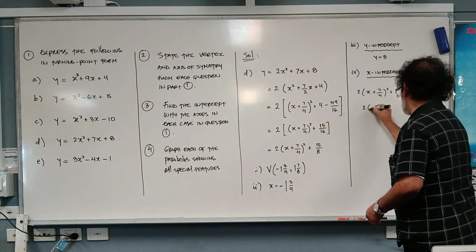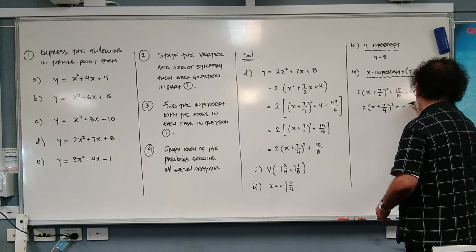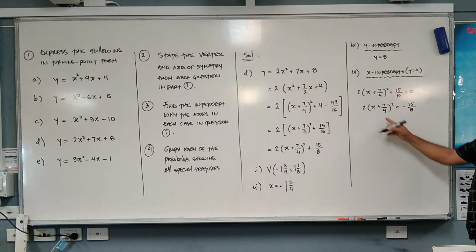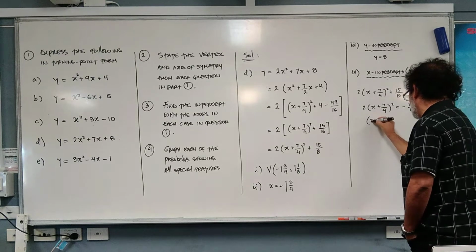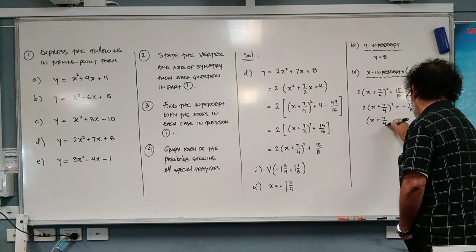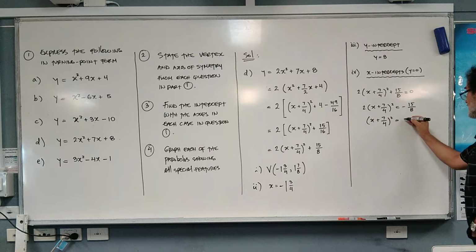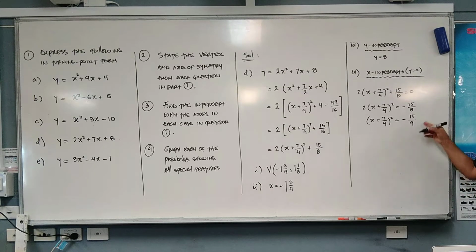Can you see that? And then we cannot find the square root of a negative number. So let's do this. So it's 15 on 8. And then the logical thing to do is to divide by 2. So we're going to have x plus 7 on 4 squared. When you divide by 2, it's like multiplied by a half, so it's going to be negative 15 on 16. So far, so good. All I did is just divide this by 2.